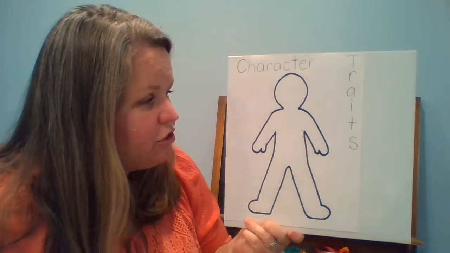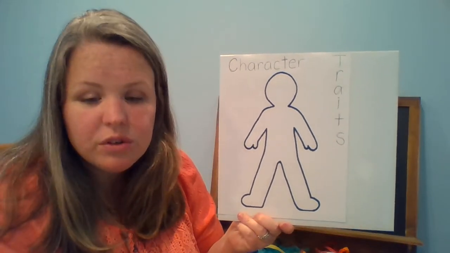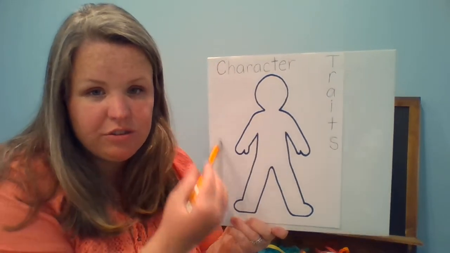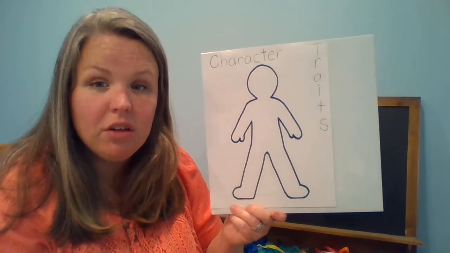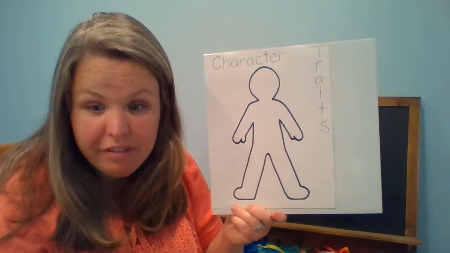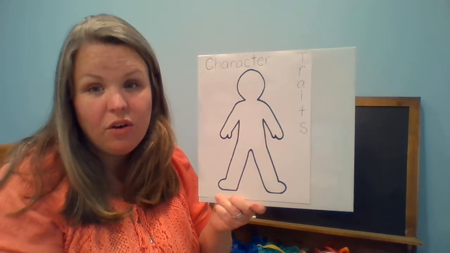The other type of character trait that we're going to look for are physical character traits or outside character traits. Something that I can tell about the character by the way that they look or just by looking at a picture of them. So what we see on the outside.